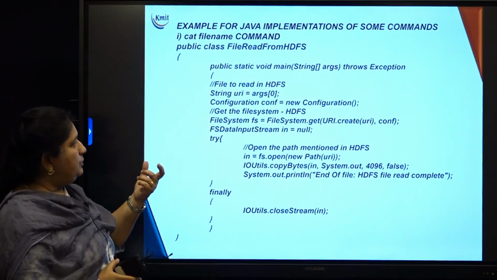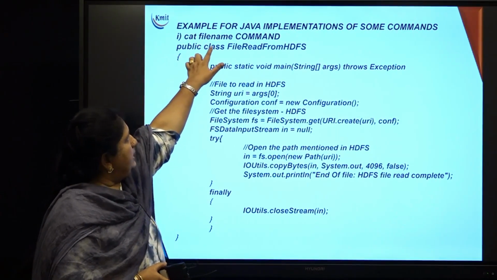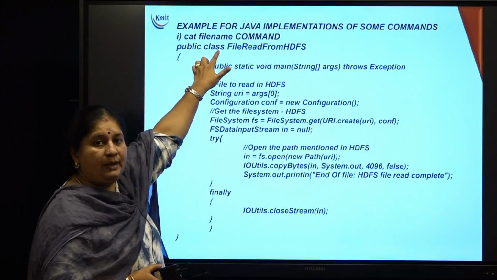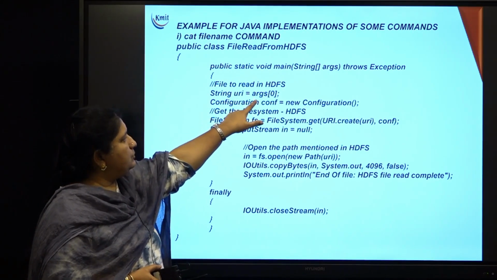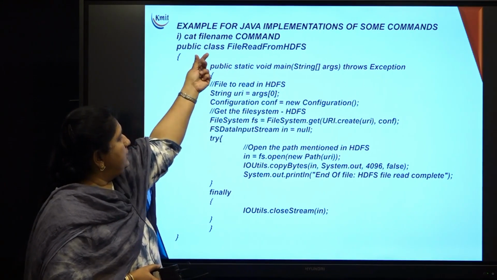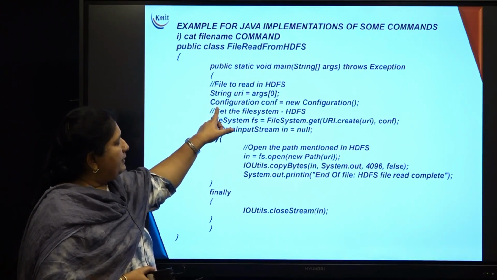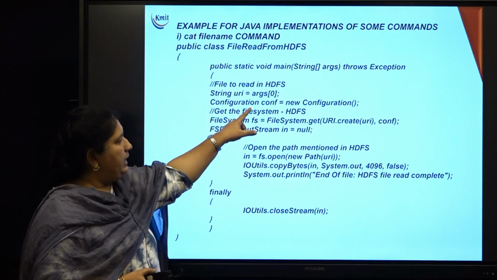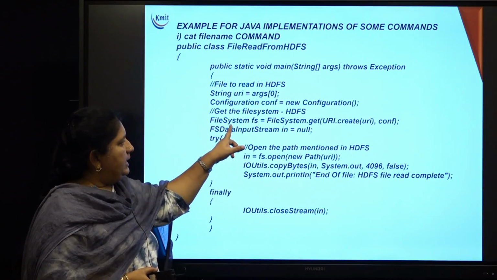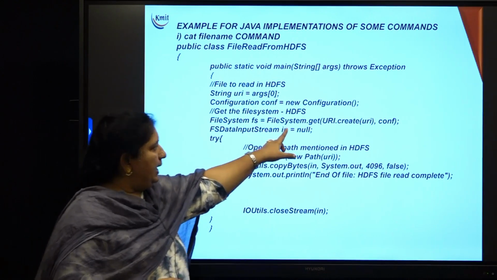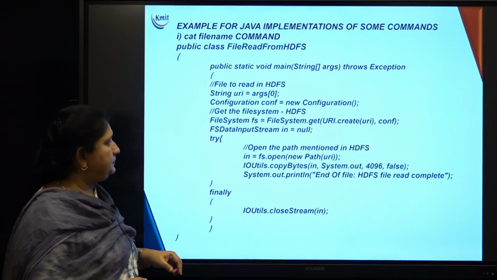So whatever you have specified, how do we specify the command? Cat file name. So file name should be a parameter. String URI is equal to args of 0. Whatever the user has specified as file name, that will be caught into this. Then you have to work under a configuration, so you are creating an object of configuration. Then what are you specifying? Taking a file system object, you are getting the file belonging to a specific configuration.